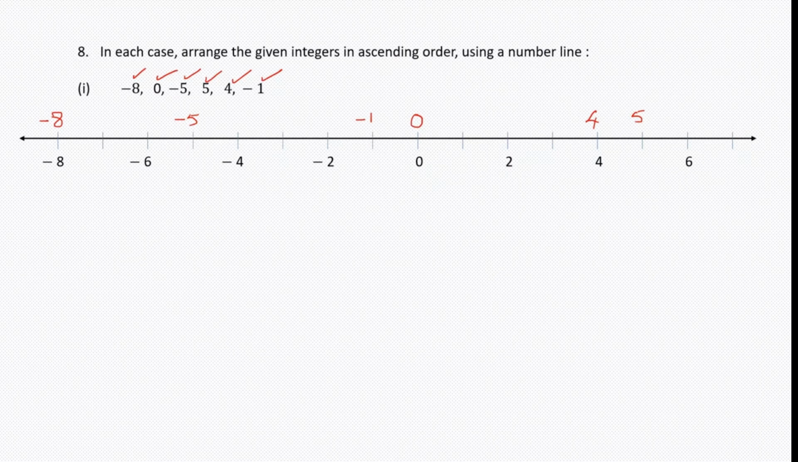Now we are going to write this in ascending order. Ascending is small to big. Smallest is here and we're going to move towards the right, left to right. So let's start. Minus 8, minus 5, minus 1, 0, 4, and 5. So we've arranged the integers in ascending order using a number line.